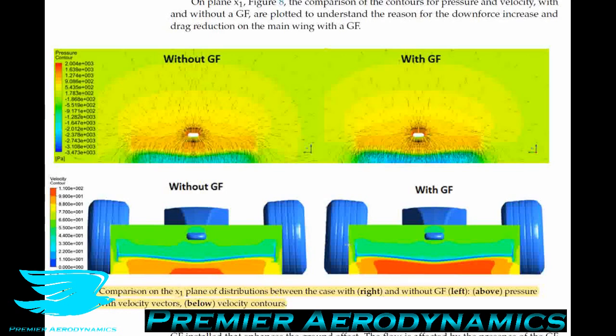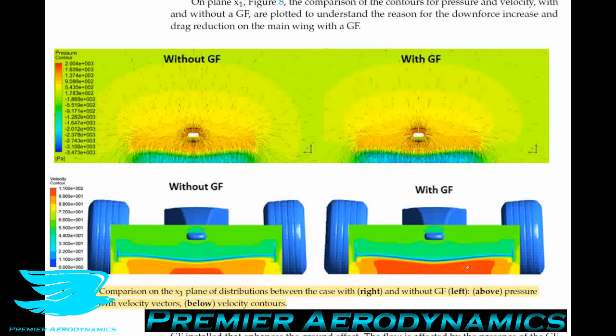We haven't even hit the wing yet. We haven't even hit the Gurney flap, yet the effects of the Gurney flap are very well present. We can see that without the Gurney flap, in this left figure here, the velocity is fairly high underneath the main wing, but when you have the Gurney flap installed, the velocity is much greater.